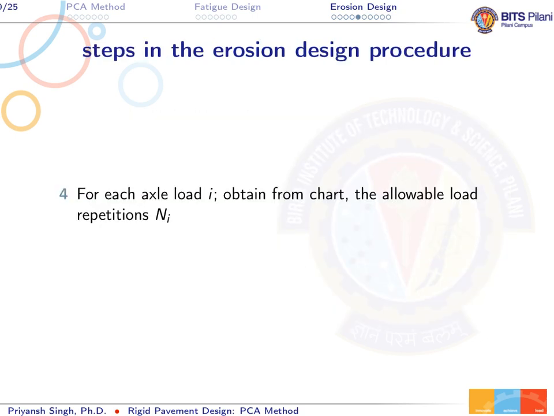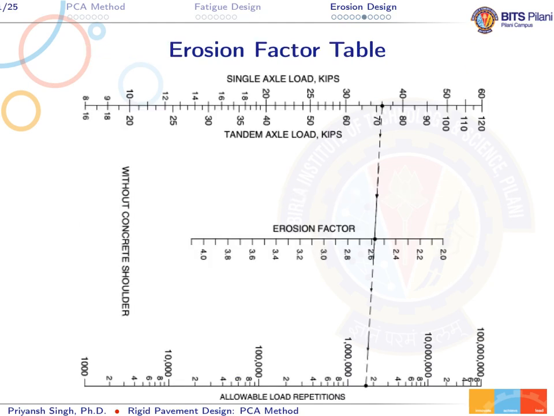Next step will be, using this erosion factor, you have to estimate the allowable number of load repetitions for that class of load. That will be done by using a different nomogram, which is in the next slide. So this is the nomogram which you can use to read the allowable number of passes in erosion. Let's see how to read this graph.